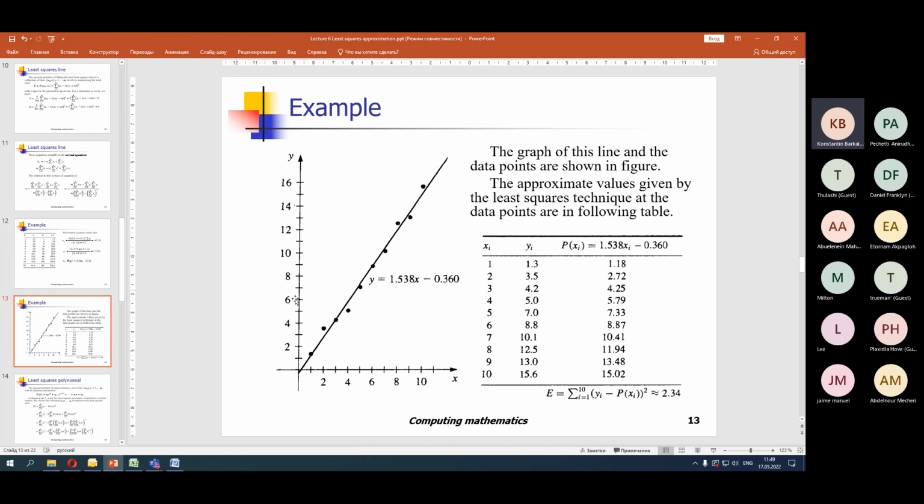And this is a picture. On this graph you can see the data points and the line. And you see that this line passes somewhere near the points. This point is upper, this point is below. This point is upper, this point is below. Some of these points can lie on the line.